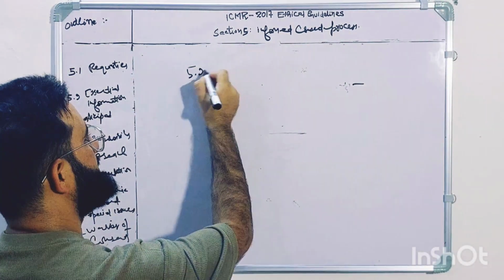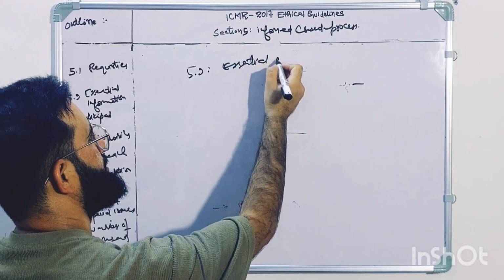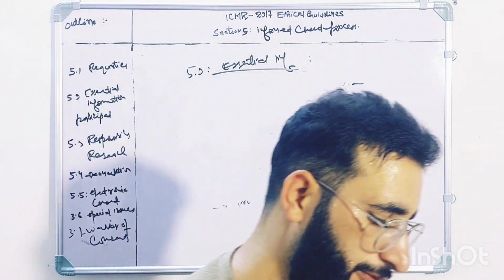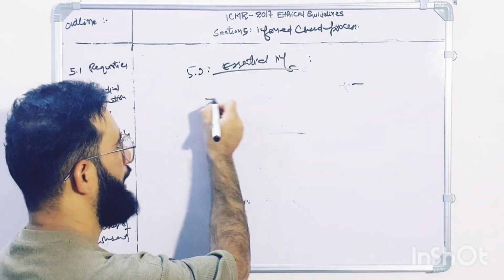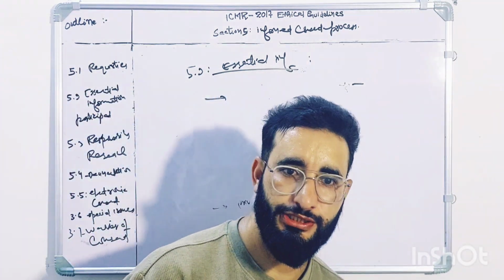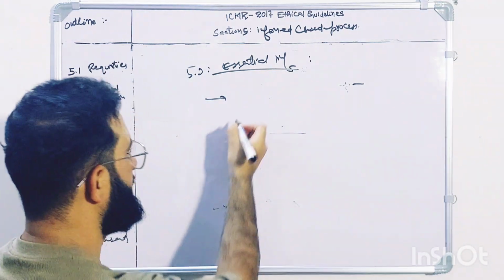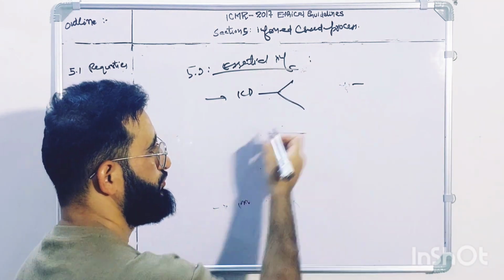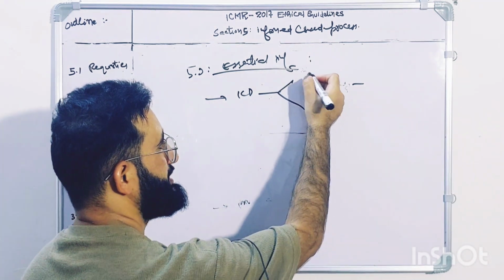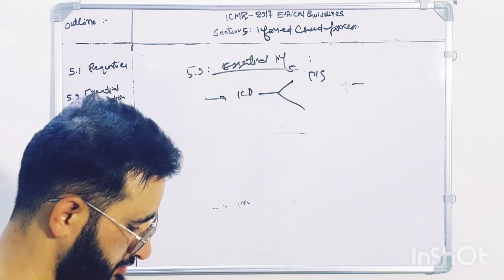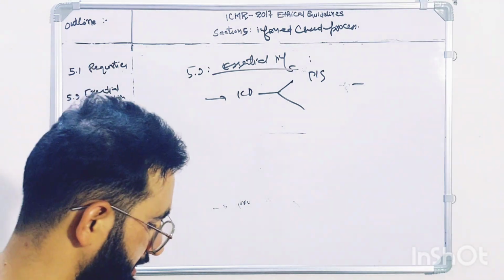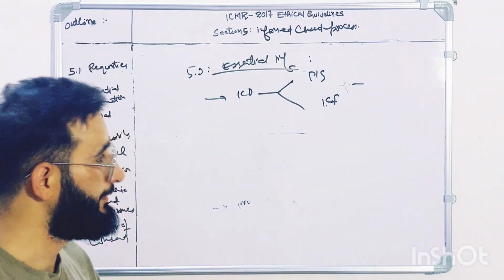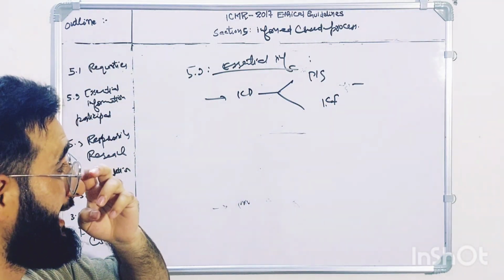Next is 5.2, essential information provided to participants. Before acquiring consent, we have to provide detailed information about the research to participants. That is the informed consent document, which consists of two parts. One is the PIS, the patient information sheet, or participant information sheet. Then the informed consent form. So the ICD contains the PIS and the ICF.